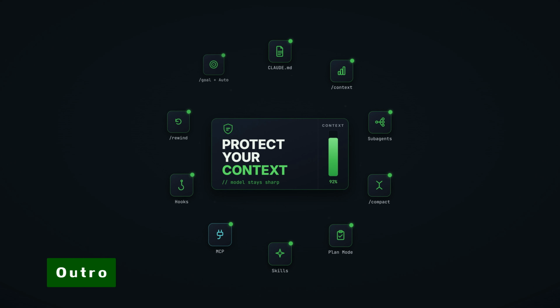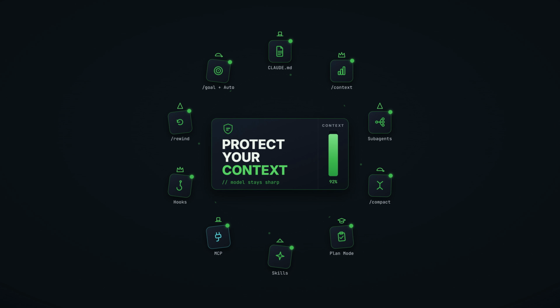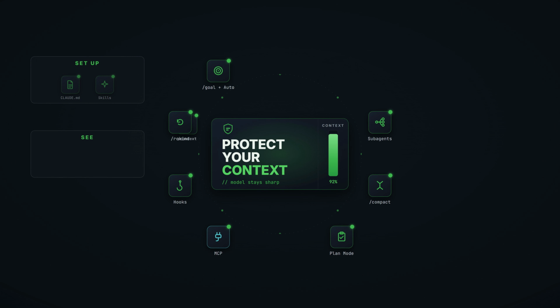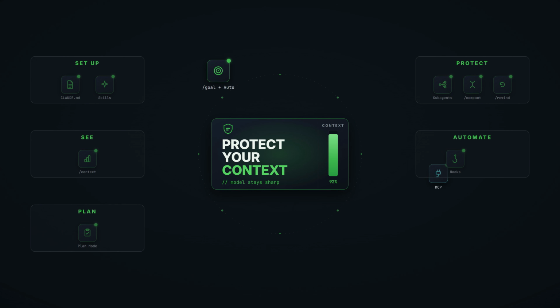10 features, but they are one idea wearing different hats. Protect your context and the model will stay sharp. Set it up with Claude.md and skills, see it with /context, protect it with subagents, compaction, rewind, automate it with hooks and MCP, and let it run with goals and auto mode.